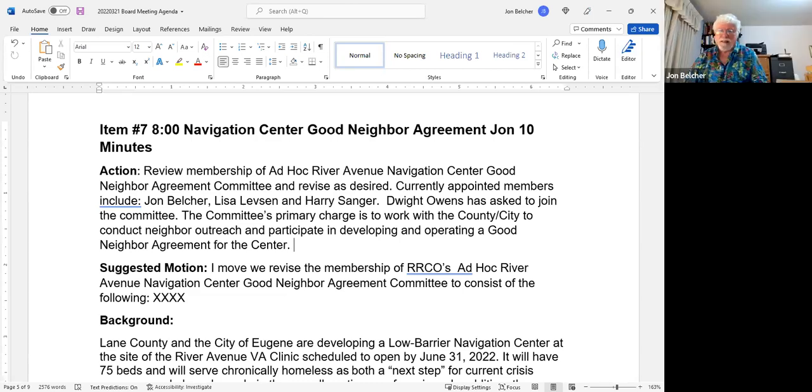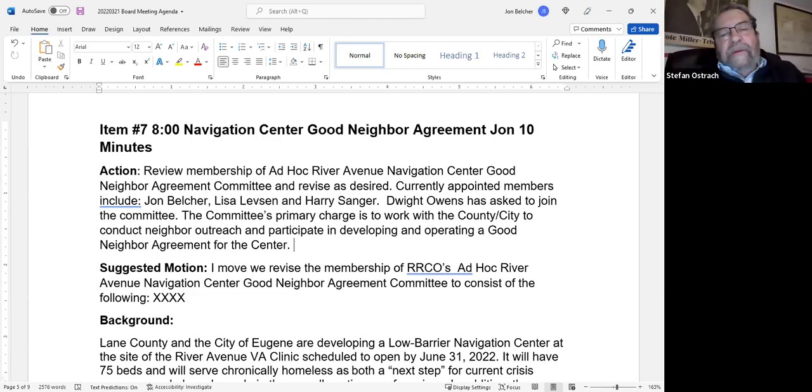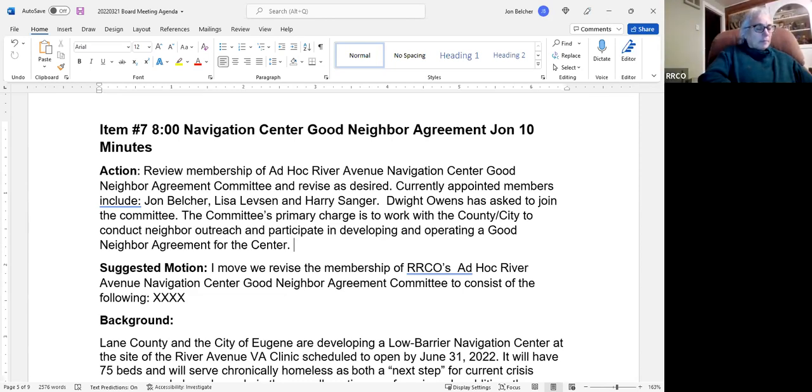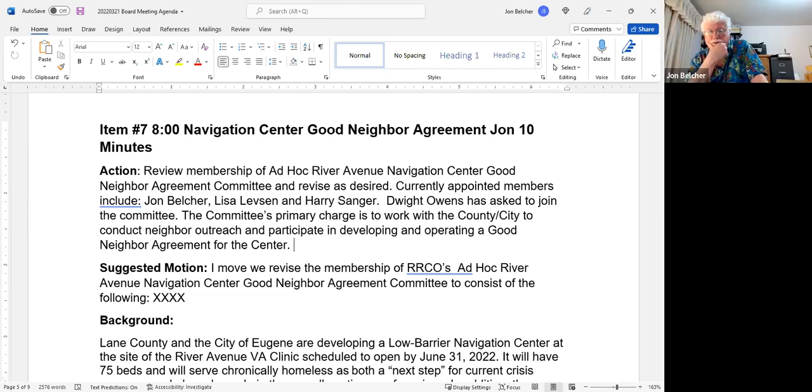Okay. Anyone else? Stefan? I move we revise the membership of RRCO's Ad Hoc River Avenue Navigation Center Good Neighbor Agreement Committee to consist of John Belcher, Misty, and Dwight. I second. Okay. Further discussion? Thank you, Stefan and Claire. Okay, let's vote. All those in favor, please put up your green dots. Opposed, your red dots. And I'm voting in favor.